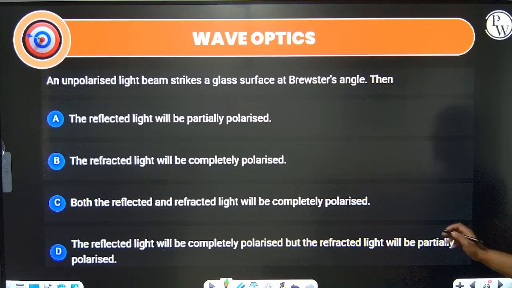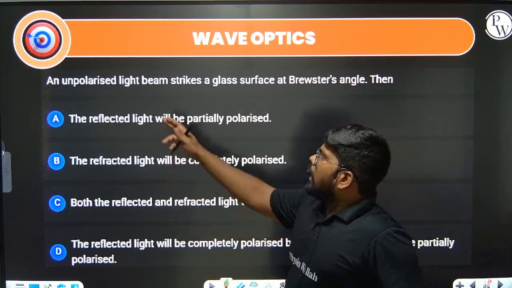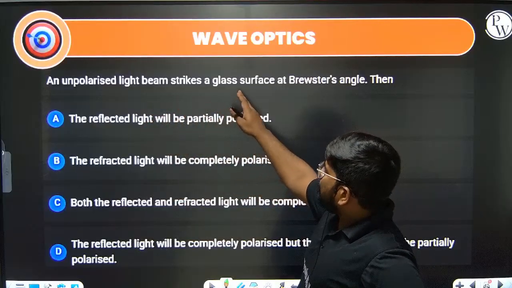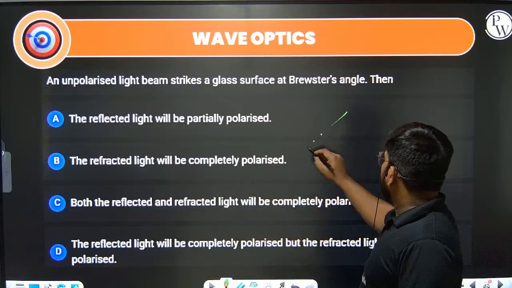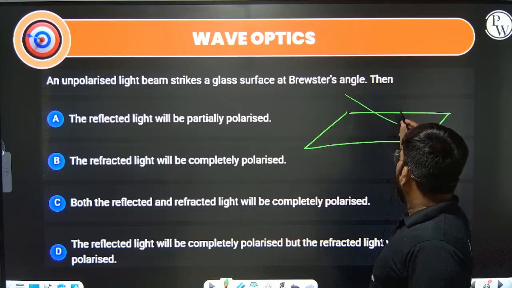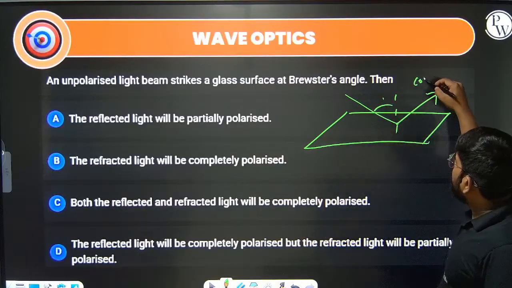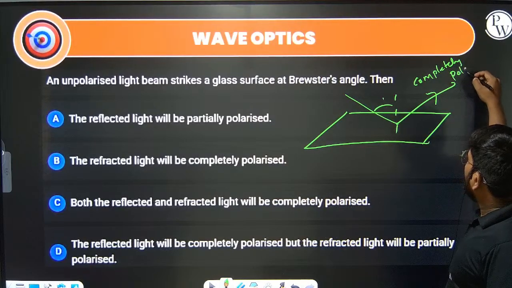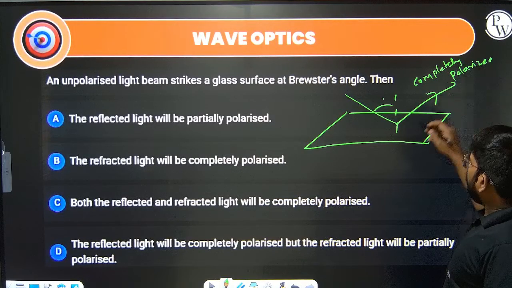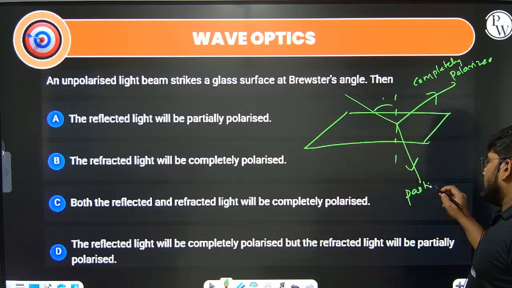And lastly, we'll see Brewster's angle, and we'll be closing for today. An unpolarized light strikes a glass surface at the Brewster's angle. What happens? If light falls at Brewster's angle, the light which is reflected is completely polarized. This is a key point. The reflected light is completely polarized, whereas the refracted light is partially polarized. So this is the concept here.